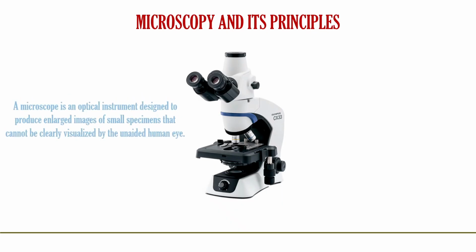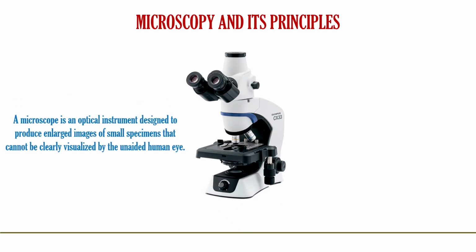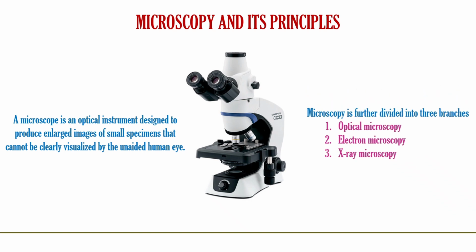A microscope is an optical instrument designed to produce enlarged images of small specimens that cannot be clearly visualized by the unaided human eye. Microscopes work on the physical principle of magnification, where the image of an object is magnified so that it can be visible. The substances that can only be seen with a microscope are called microscopic substances. Microscopy is further divided into three branches: optical microscopy, electron microscopy, and X-ray microscopy.